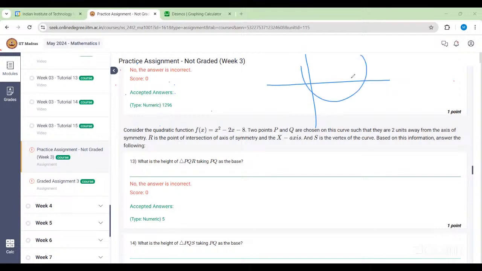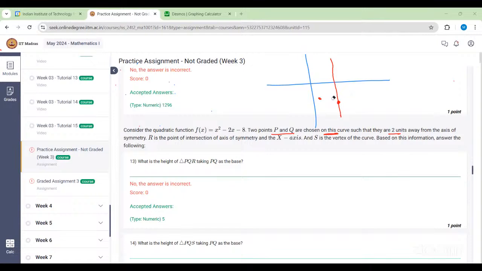Okay, so suppose this is an upward parabola. I'll just give you the hint how you can find out. So first of all, you have to find the axis of symmetry. Now, P and Q are chosen on this curve. That means we have to choose points on this curve such that they are 2 units away from the axis of symmetry. So this is the point. You have to choose 2 points in such a way that they are 2 units away, so the distance should be 2 units.